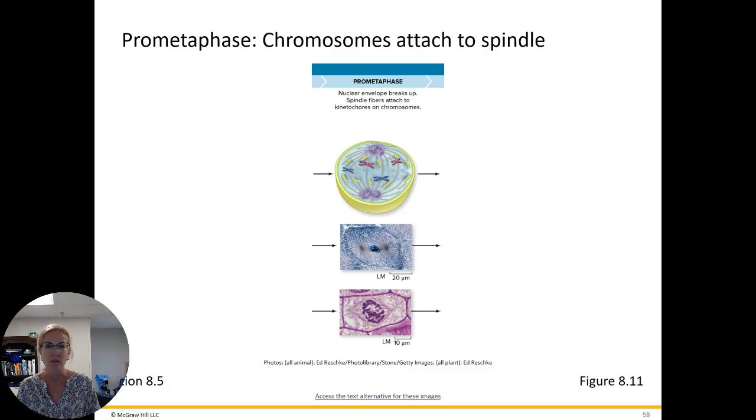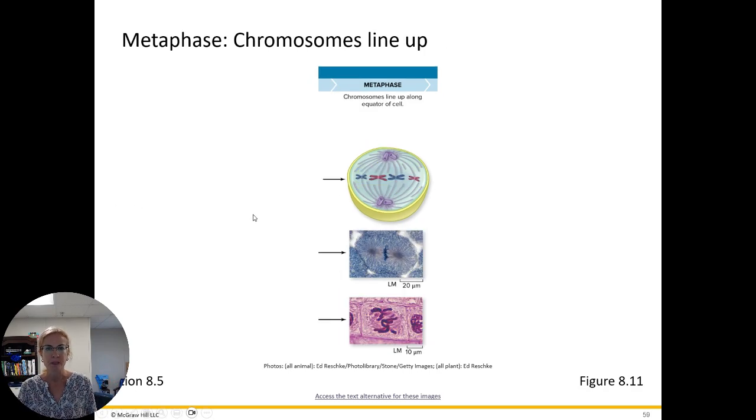The nuclear envelope breaks down, so now the chromosomes are free in the cell. The spindle fibers attach to kinetochores on those chromosomes. So again, the spindle fibers are finger-like projections, and they attach to those chromosomes. They're going to move the chromosomes across the cell. During metaphase, the chromosomes are lined up along the equator of the cell, so they're still attached to the spindle, but now they are organized and ready for division.